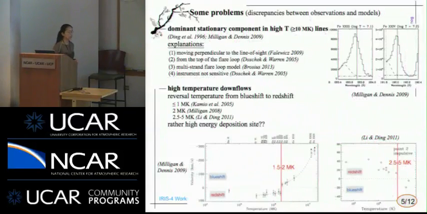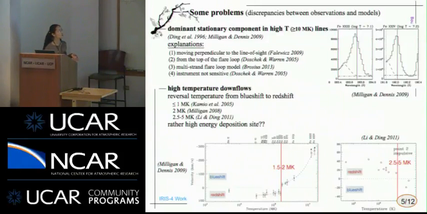Although chromospheric evaporation has been studied for many years, there still exist some problems, such as discrepancies between observations and models. First, the evaporation models predict that the hot temperature lines greater than 10 MK should be entirely or mostly blue shifted. However, the observed line profiles in these high temperature lines show a dominant stationary component, with only a weak blue shifted component.